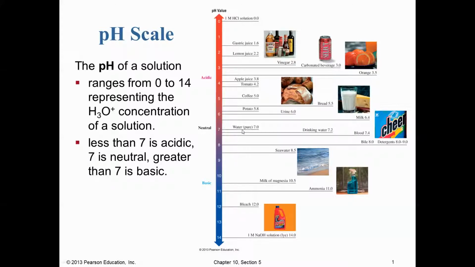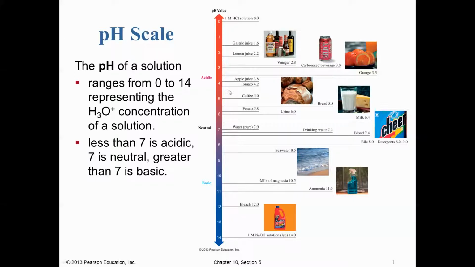So pure water is going to be neutral. Drinking water has a pH of around 7.2, because of the dissolved minerals. Rainwater is actually slightly acidic due to the dissolved carbon dioxide. And we can see various things here. Seawater is around 8.5 because of the dissolved minerals. Things like bleach or Drano are very basic, at the higher end of the pH scale.